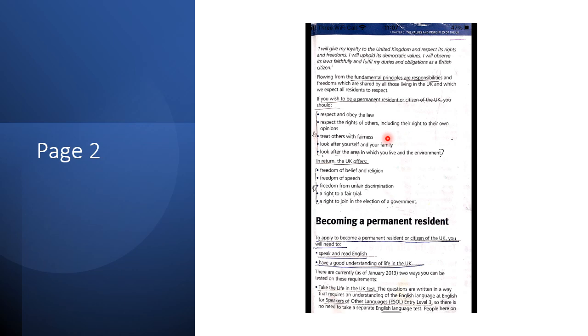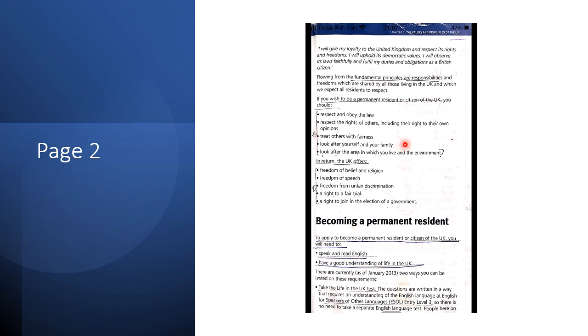Next one is treat others with fairness. Means you have to be polite with other people. You have to treat everybody in a nice and polite and fair way. Look after yourself and your family. That is one of the basic responsibilities.